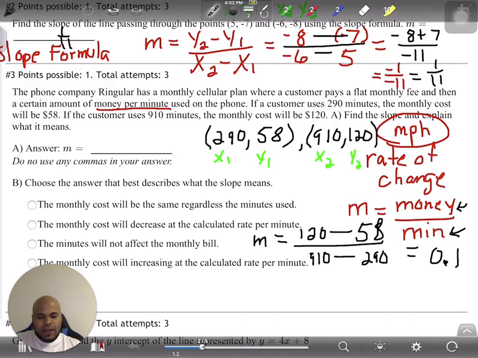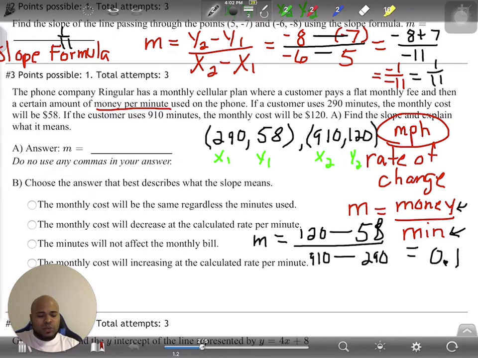And then, what does it mean? Choose the answer that best describes what the slope means. Well, I wrote right here what the slope means. It has to deal with money per minute. So when I read the choices, the first one says the monthly cost will be the same regardless of the minutes used. That's not true at all because they gave me two different points and the cost is not the same. So this is not right.